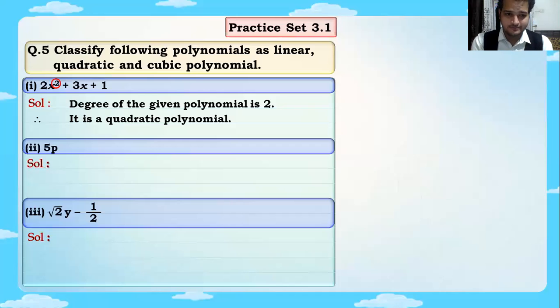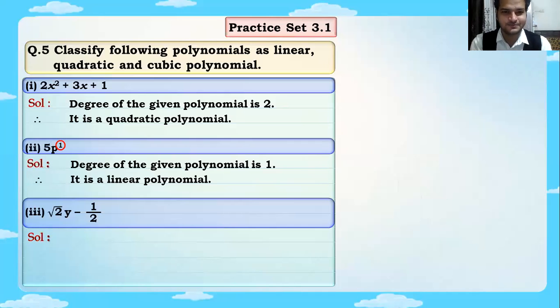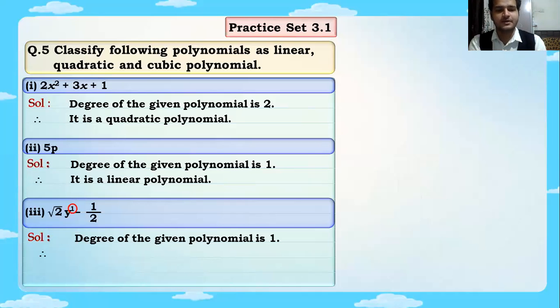5p raised to 1. What is the degree? 1. So 1 means linear polynomial. Correct. Third example: what is the degree of the variable and the polynomial as well? 1. So it is a linear polynomial.